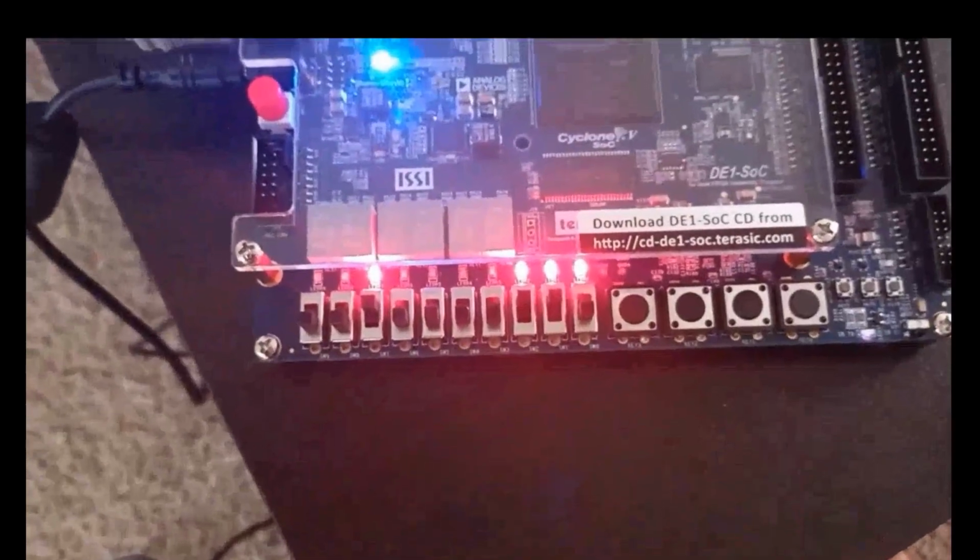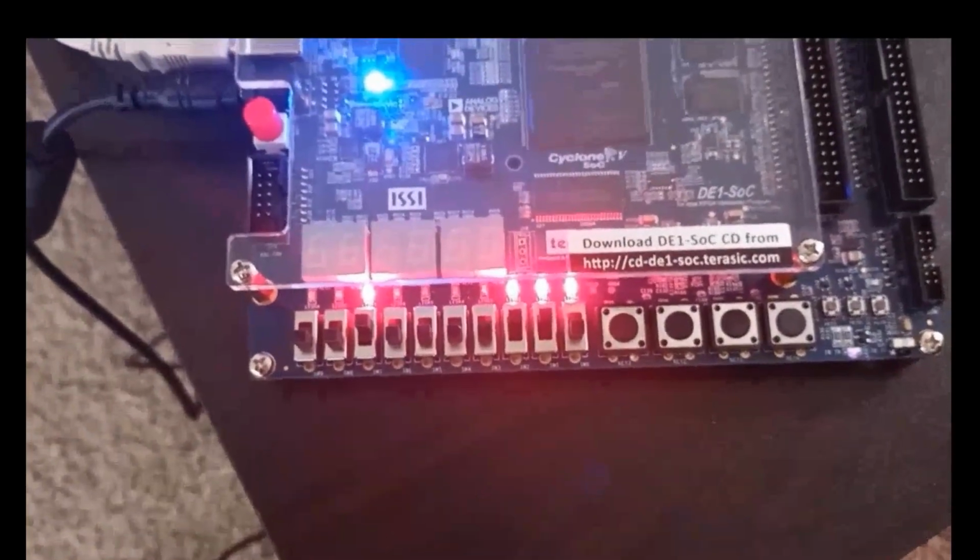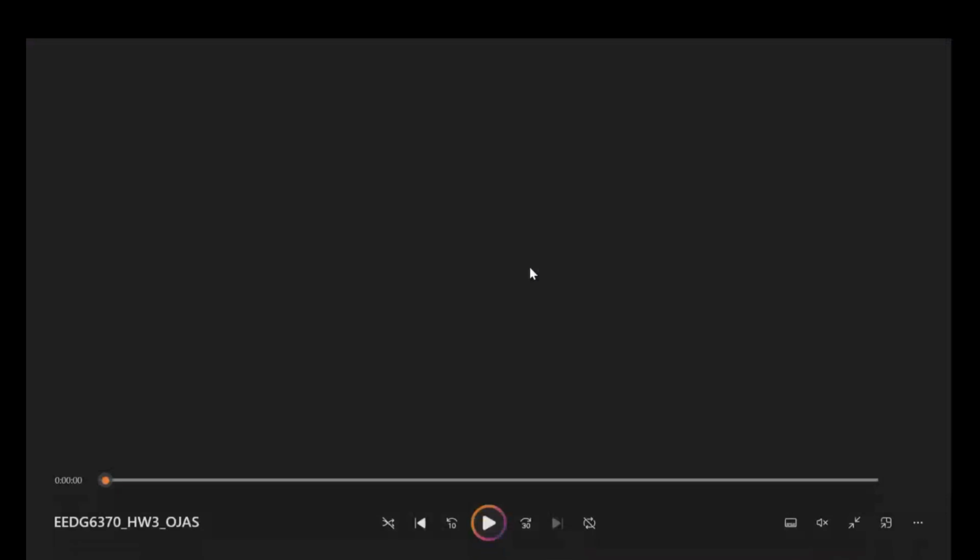So that's all for now. In the next part of the project, we'll be displaying the same results on a 7-segment display for better readability of the results. See you then.